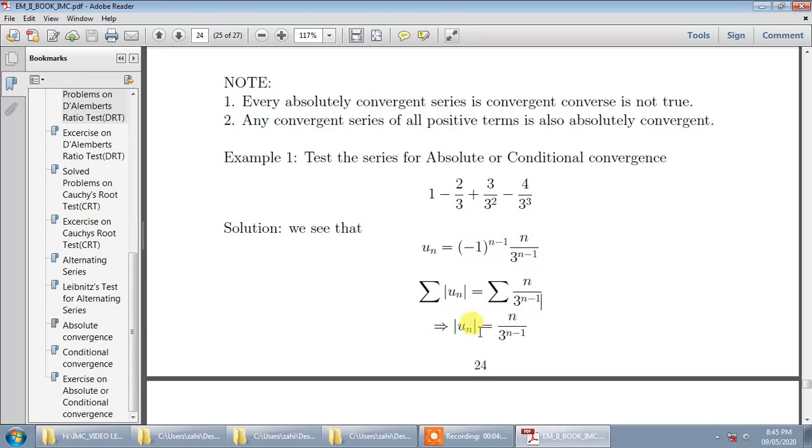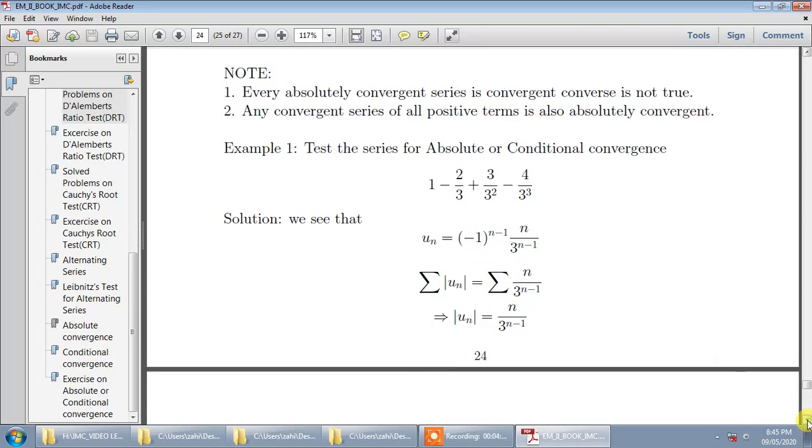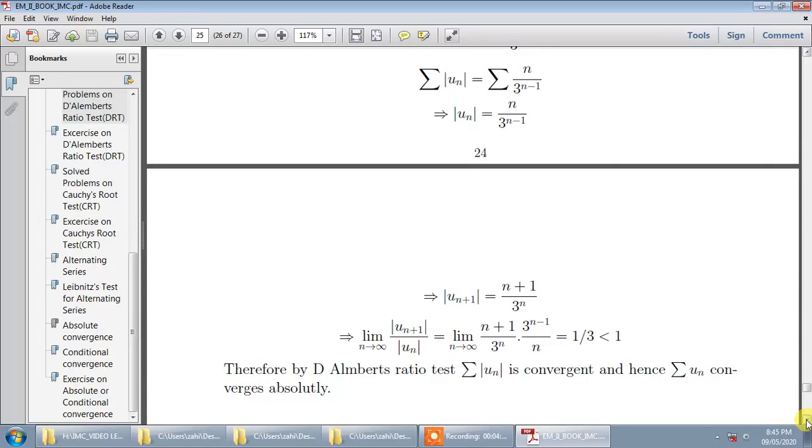Okay, and now let us take summation mod un and use D'Alembert's ratio test. Limit n tends to infinity of mod un plus 1 divided by un. Here I have taken mod because it is a series with both positive and negative terms. We have to make it positive, then only this condition can be checked. So if you simplify this limit, you will get the answer 1 by 3, and 1 by 3 is less than 1. By D'Alembert's ratio test, summation mod un is convergent, therefore summation un is absolutely convergent.